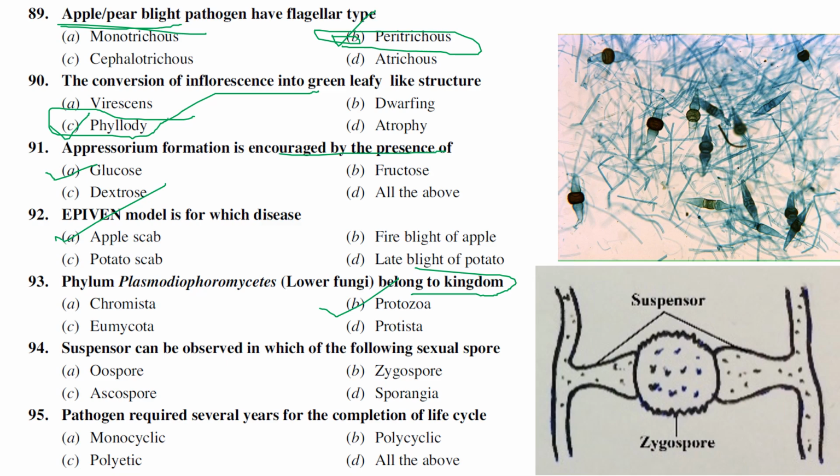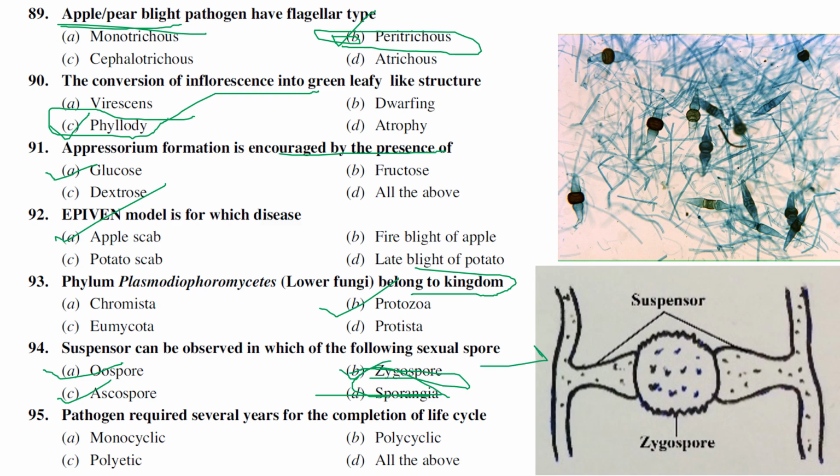Next one, suspensor can be observed in which of the following sexual spores? Oospore, zygospore, ascospore, and sporangia. So they asked a sexual spore. Forget about the sporangia. It is not a sexual spore. The next one, oospore is a sexual spore that is produced by the Oomycota group of fungi, where it won't produce any kind of suspensor. Ascospore is also a sexual spore, but it is a normal kind of spore, right? When it comes to zygospore, which is produced by the Zygomycota group of fungi, it will produce a suspensor.